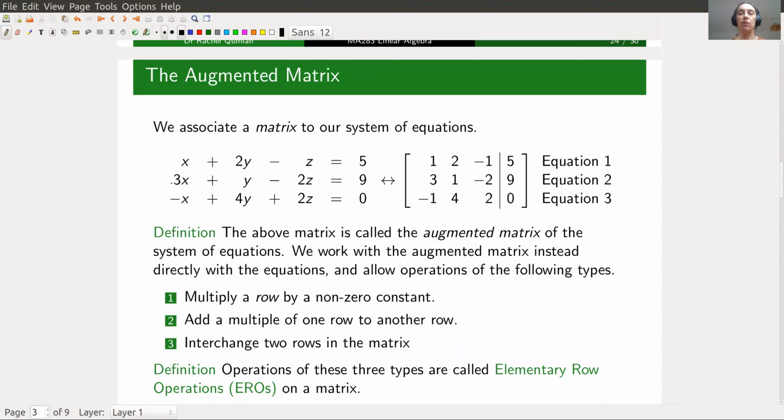Okay, so basically we're going to translate the system of equations into a matrix. We're going to work with the matrix instead of directly with the system of equations, and we are going to consider what the operations that we just talked about with equations would correspond to in terms of a matrix. The matrix that we associate to our system of equations is called the augmented matrix.